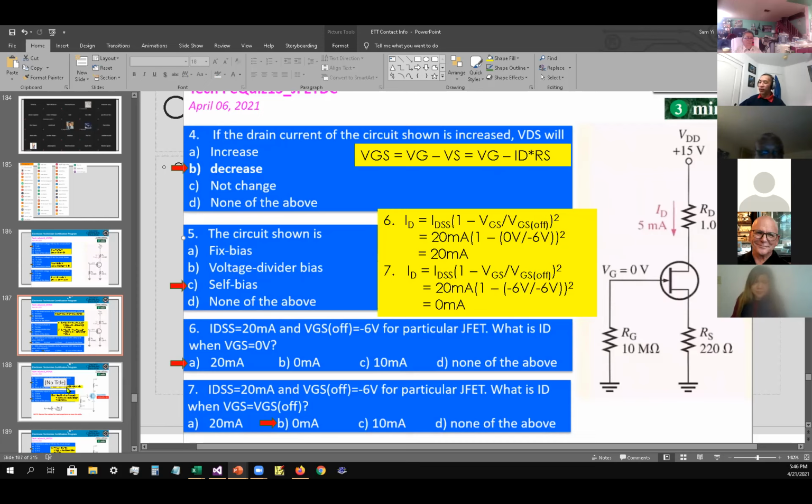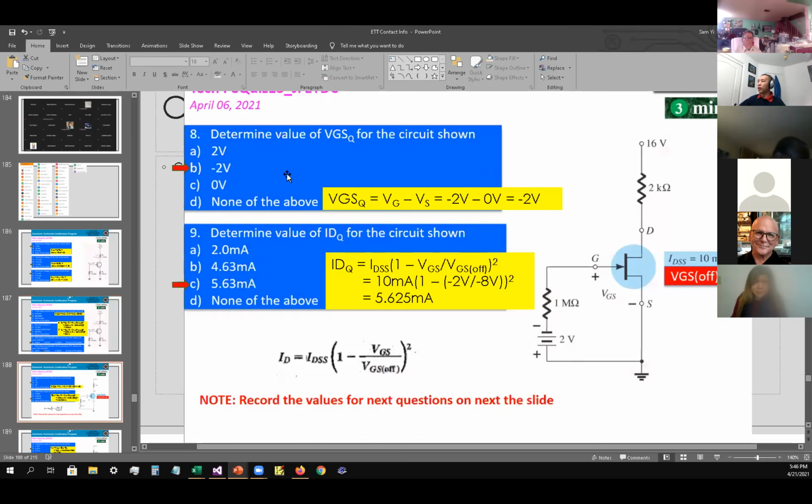Okay, next one, number 8. Determine the value of VGSQ for the circuit shown. You apply this here: VGSQ equals VG minus VS. We know VG is -2 volts, which comes in at the gate, and S is at 0 because it's connected to common. That's why we got -2 volts.